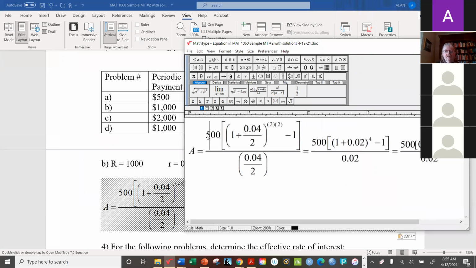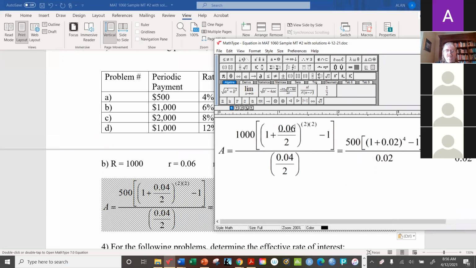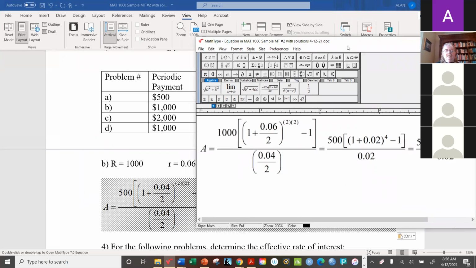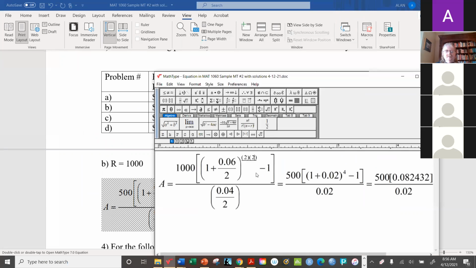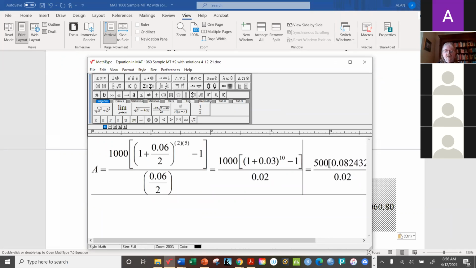So R is 1,000. The interest rate is 6. Compounding frequency is 2. And it is a 5-year investment this time. Okay, so then let's see what we can do over here. This is 1,000 times 1.03. The exponent is 10. Down here we have 0.03.